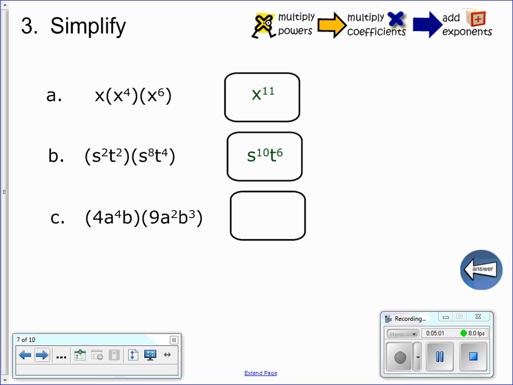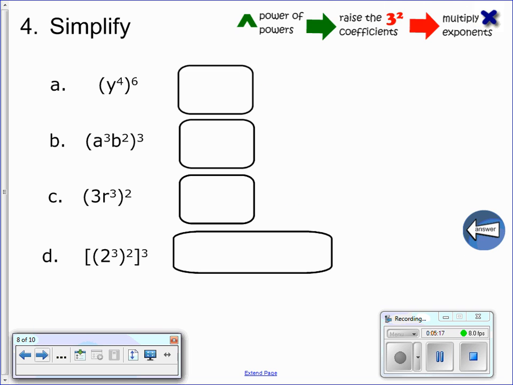In C, we have coefficients, so we just multiply those like we always have. So 4 times 9 is 36. And then the ones with the exponents, we add the exponents. 36, a to the 6th, b to the 4th. This one, when it's the power of, you multiply. So y to the 4th to the power of 6 would be y to the 24th. A to the 3rd, b to the 2nd, all raised to the power of 3. You multiply the exponents. A to the 9th, b to the 6th.